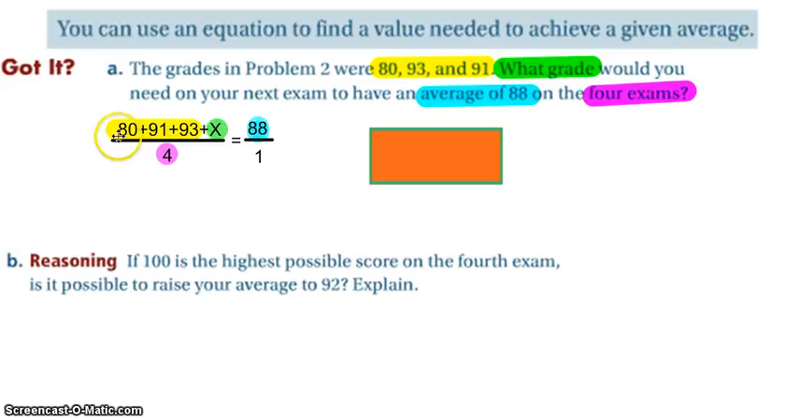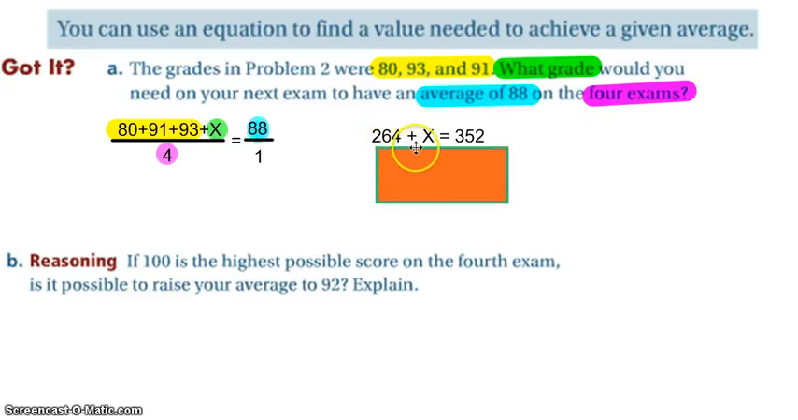So when I take my left side here and I combine all the like terms, I get 264 plus x, and then when I take my 88 times 4, I get 352. I then take both sides and subtract 264 from them, and I get that I would need to score at least an 88 to be able to average an 88 after the 4 exams.